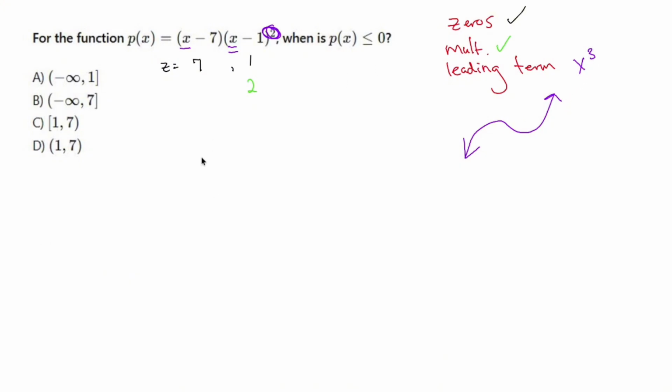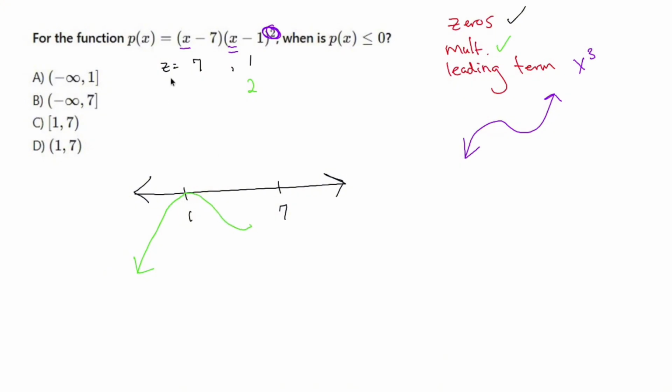So what I'm going to do is make a sign table. I'm going to make a nice little number line right there. I'm going to label my zeros at 1 and 7. I know that I'm starting down here, pretending that this is my x-axis. What I also know is as I approach 1, the multiplicity is 2. So if I were to graph this on a regular coordinate plane, I'm going to hit 1 and ricochet right off.